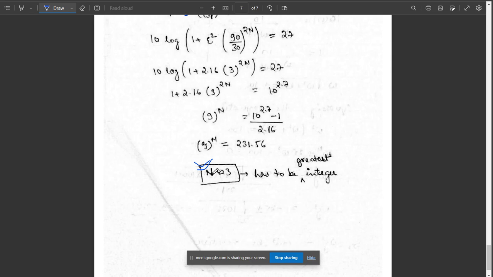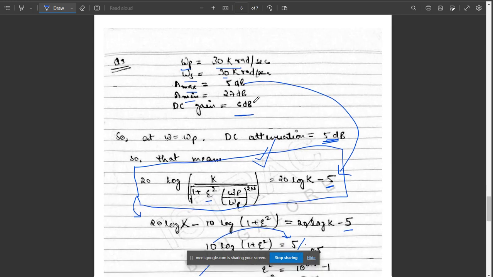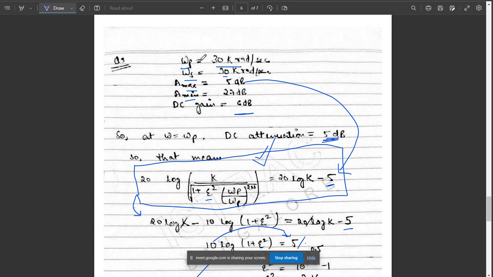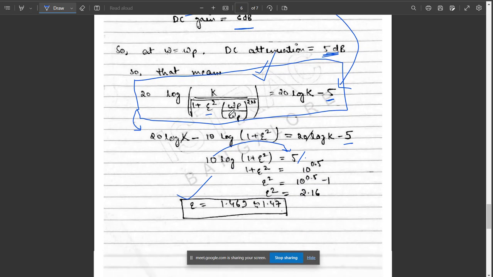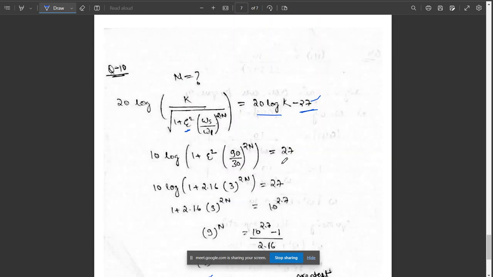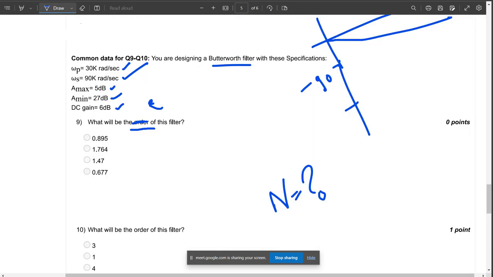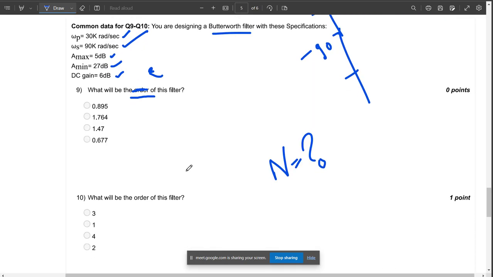Any doubt here? No, ma'am. Okay, so as I already discussed, everything was given in the formula, all the other variables were given in the question, and epsilon we found in the previous question. So we put it in and take the greatest integer value of n, which is the order of the filter, which equals 3. Any doubt, Shubham?